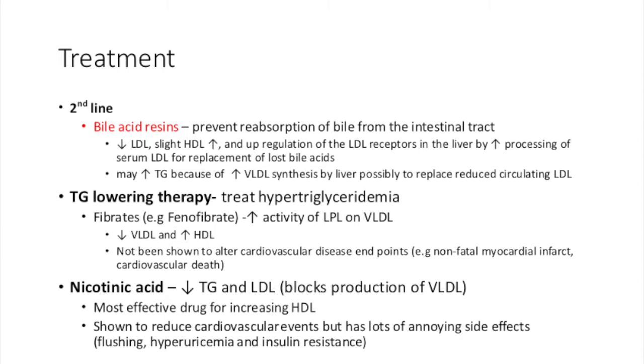Another less commonly used agent is nicotinic acid, and this has been shown to reduce triglycerides and LDLs by blocking the production of VLDLs. It's the most effective drug for increasing HDLs, and it's been shown to reduce cardiovascular events, but has lots of annoying side effects such as flushing, hyperuricemia, and insulin resistance.